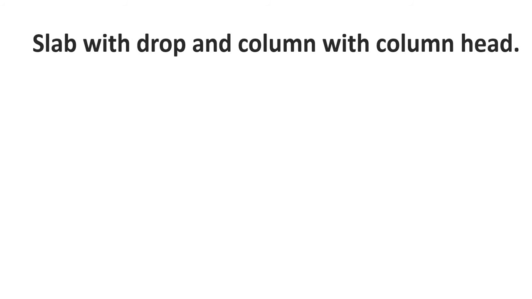Okay. So the last one is the slab with drop and column with column head. That means both are there. Below the slab, there is a drop, and also below the drop there is a column head, and below the column head there is the column.